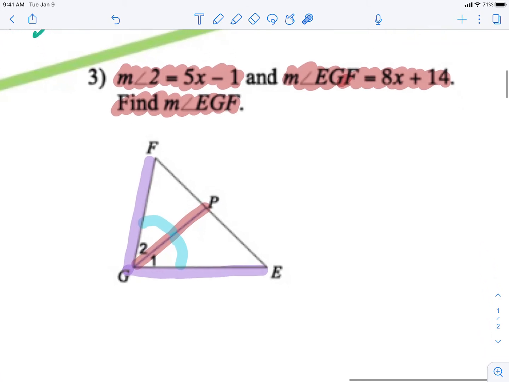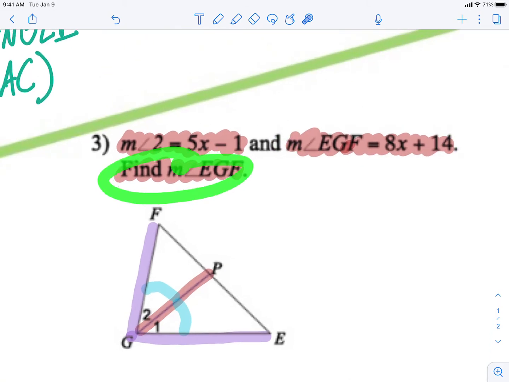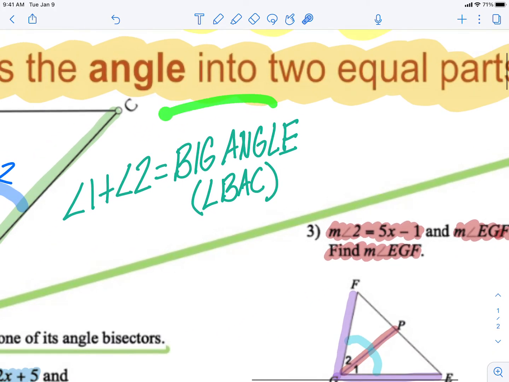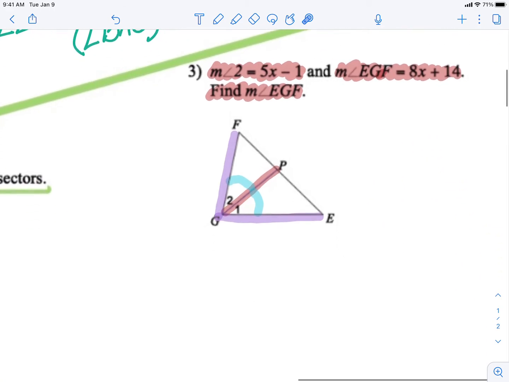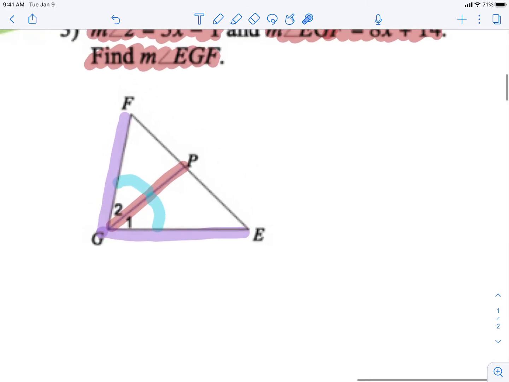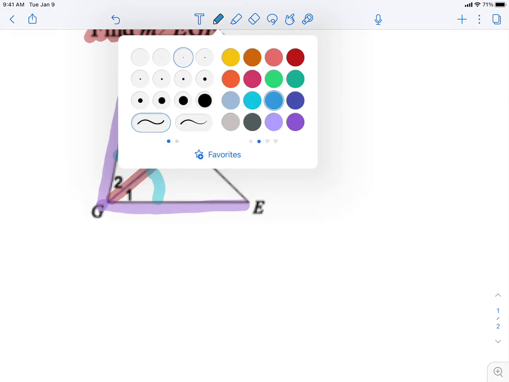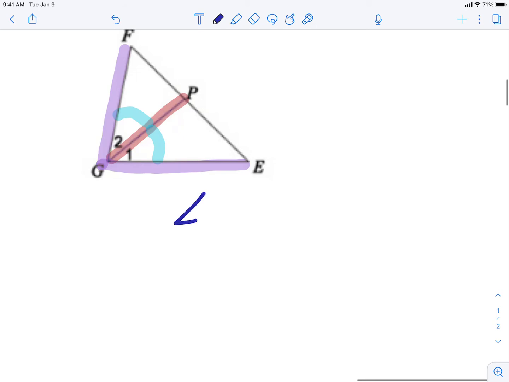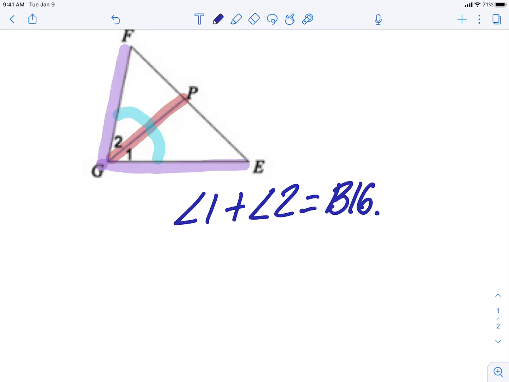So in this problem, guys, it talks about the big angle. It wants us to find the big angle. So that means we need to use this formula right here: angle 1 plus angle 2 is equal to the big angle. So let's do that. Let's go to this dark blue right here. We're going to say angle 1 plus angle 2 is equal to the big angle.